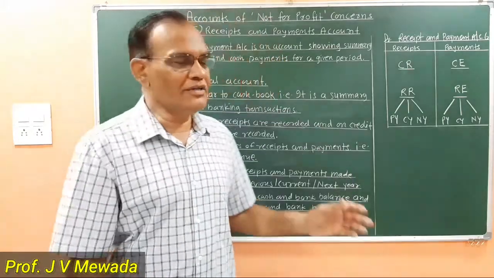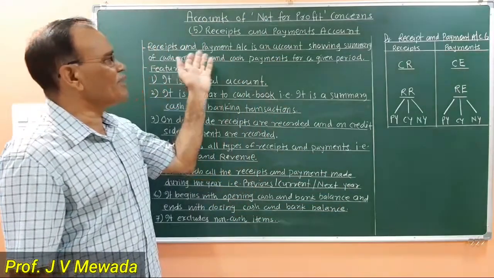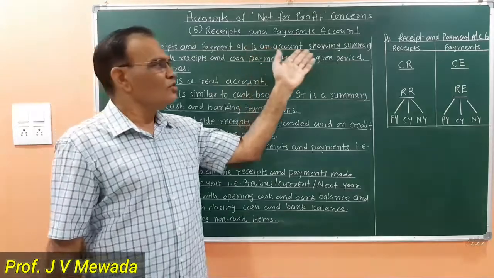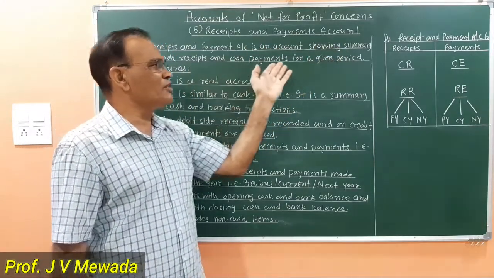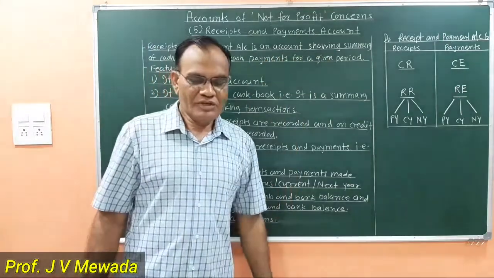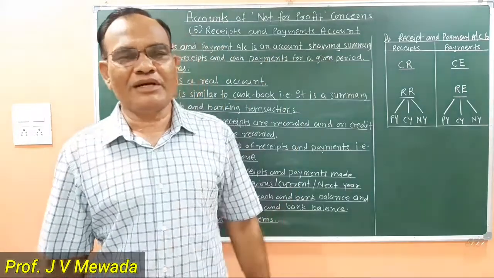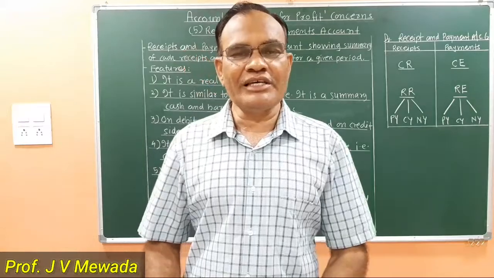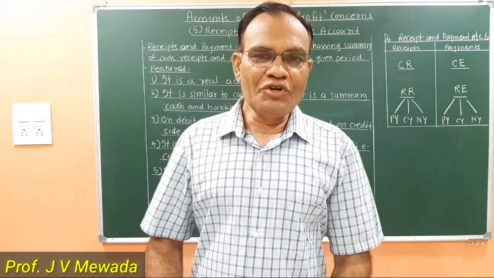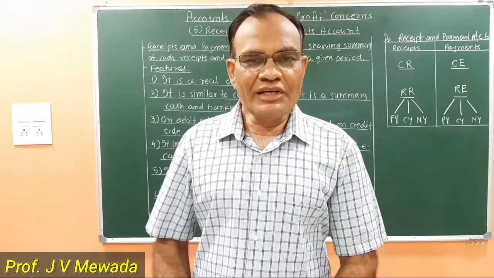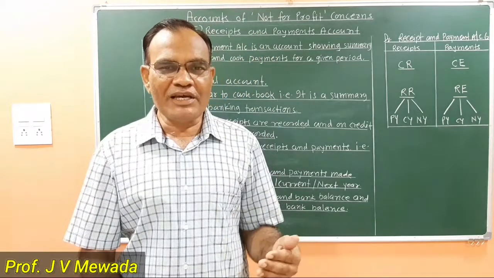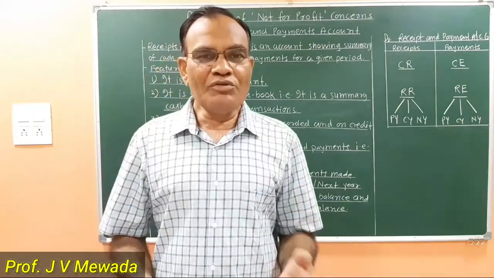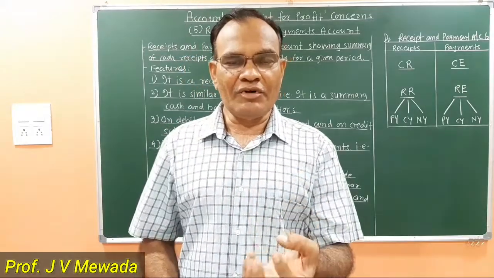Now here it is given, receipt and payment account is an account showing the summary of cash receipts and cash payments for a given period. So in receipt and payment account, we are recording cash transactions. What do you mean by cash transactions? Receipts of the cash and payments of cash. So the receipts of cash and payments of cash during a particular period or given period.